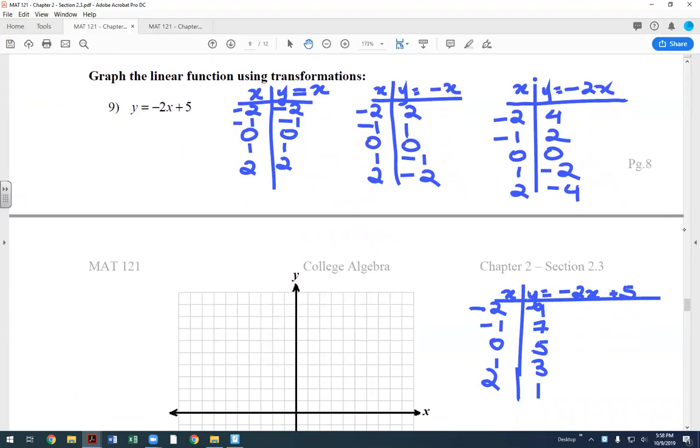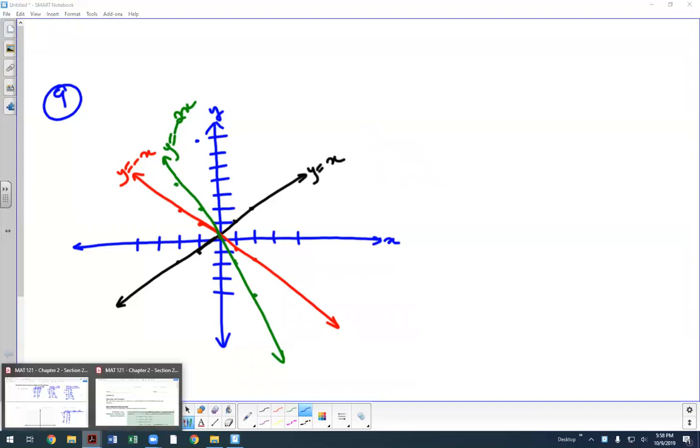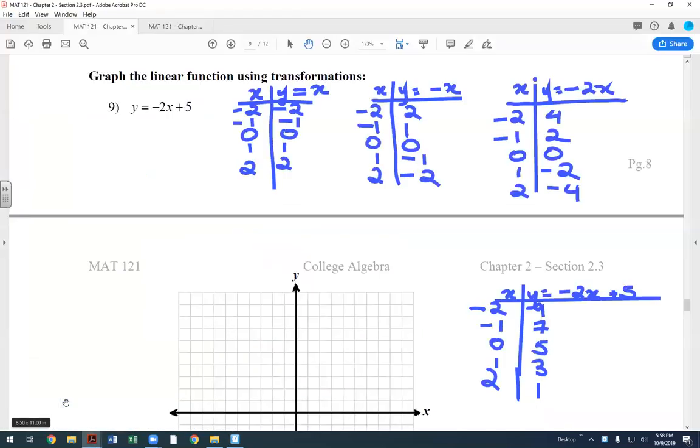Okay, so what will that graph end up looking like? Looks like I don't have a 9 or a 7. 1, 2, 3, 4, 5, 6, 7. So 7, 5, 3, 1. Okay.